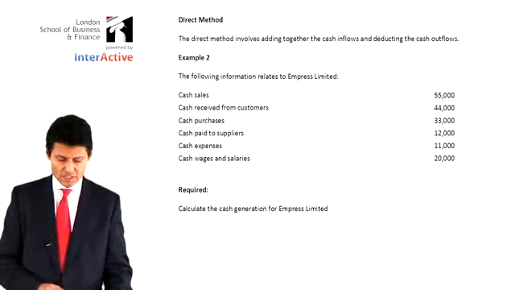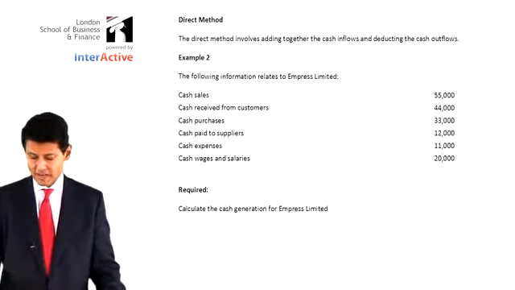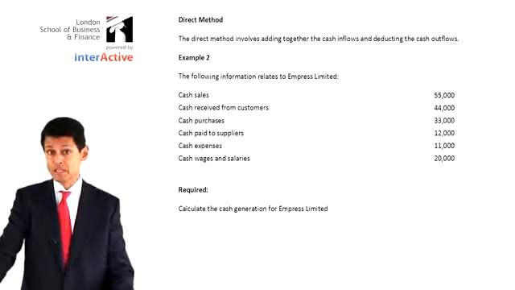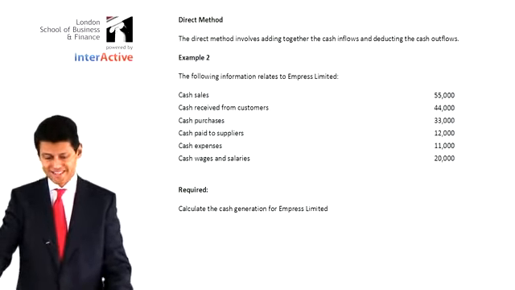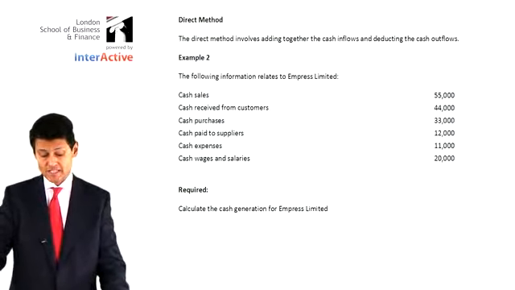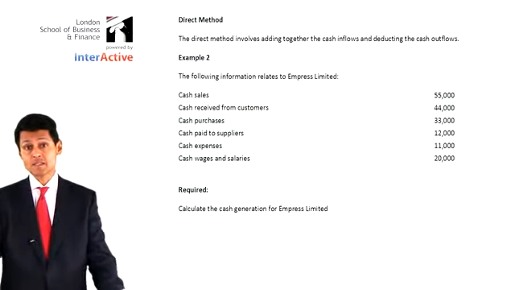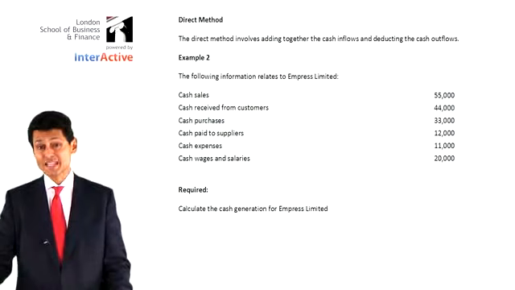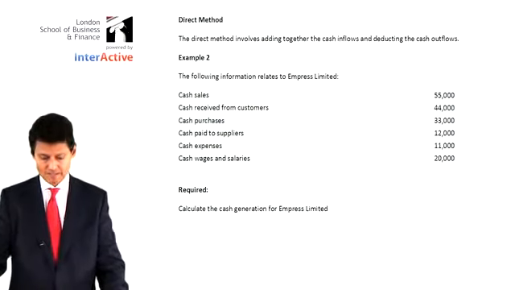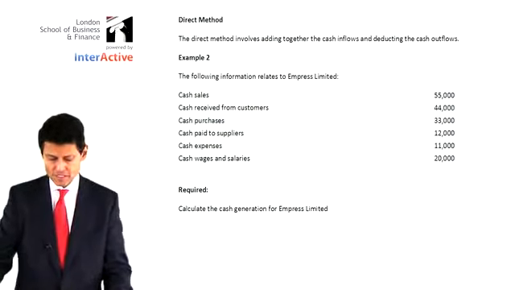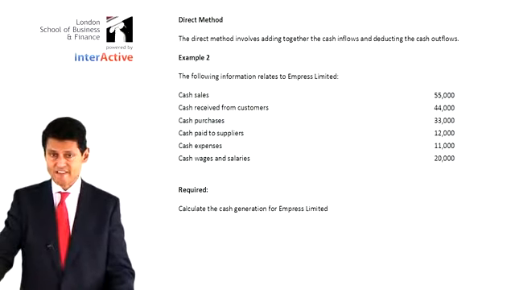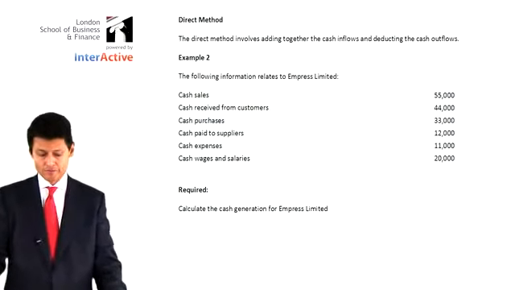So if you've got some cash sales, cash received from customers, cash purchases, cash paid to suppliers. So when it says cash purchases, what it means is you bought something for cash. Whereas what it means when it says cash paid to suppliers is people who sold you goods on credit, how you pay them off. So it's slightly different to cash purchases. And then you have cash expenses, cash wages and salaries, etc. Very, very straightforward. Nothing to be afraid of.